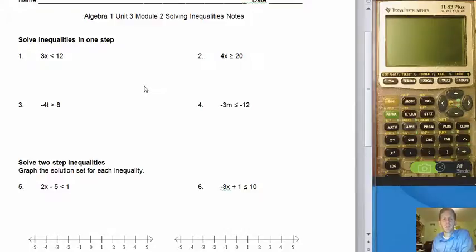These are the Unit 3 Module 2 notes on solving inequalities. Today we'll solve inequalities in one step, and we'll also solve two-step inequalities as well. We're going to take a look at our first example. It says 3x is less than 12.